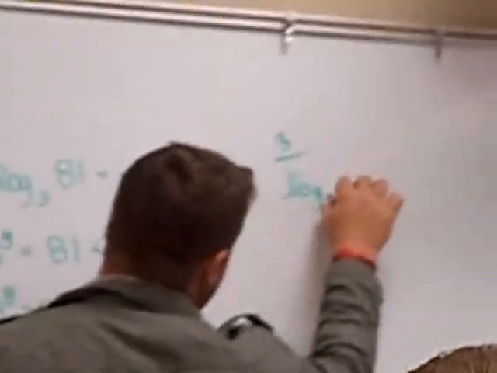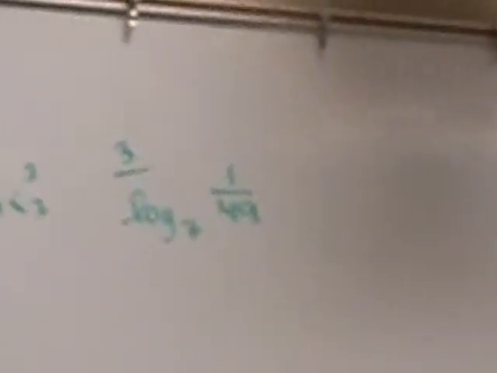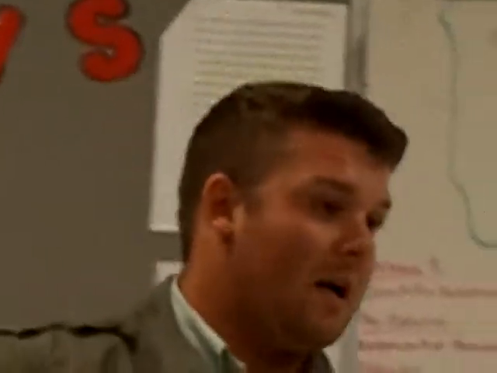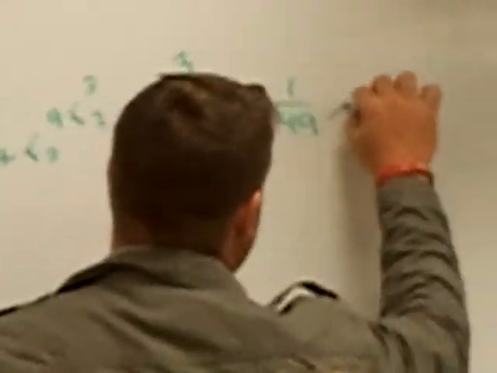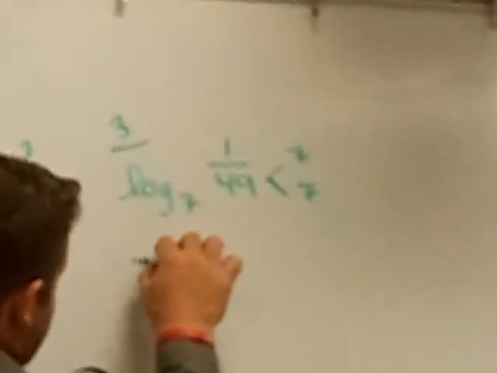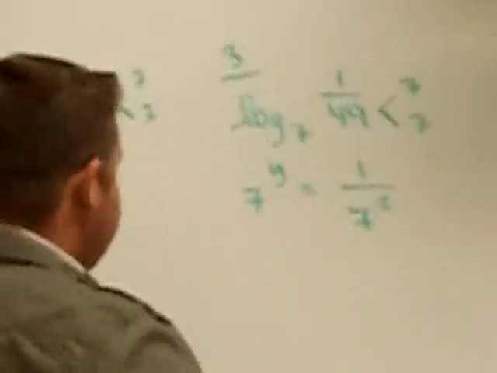It is. All right. Look at this one. Log base 7 of 1/49. Now, what do we know about 7 and 49? I can break 49 down how? 7 times 7. I agree with that. But when I put it in exponential, we've got 7 to the y equals 1 over 7 squared. Correct?